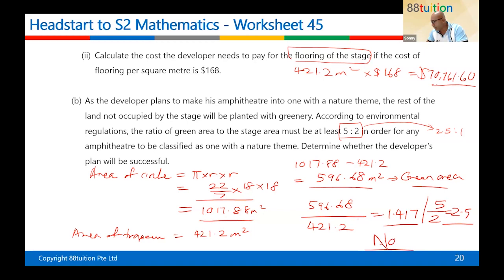Okay? If 596 divided by 421 happens to give you 2.5, then of course it satisfies. But in this case, it gives you 1.417, which is well below the terms of the ratio. Right? So done. So the answer is no. Clear? Any questions?